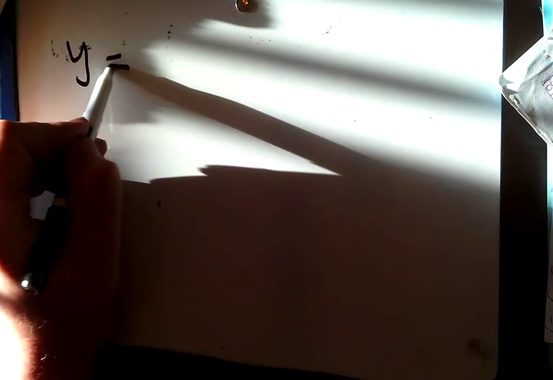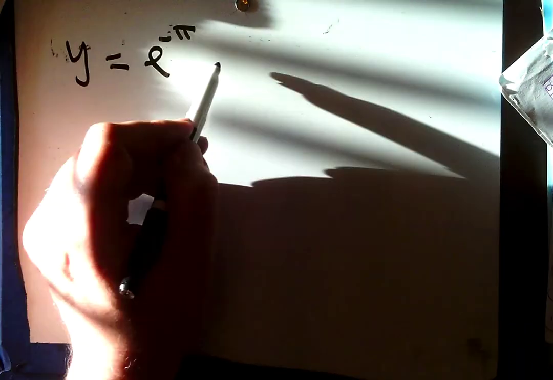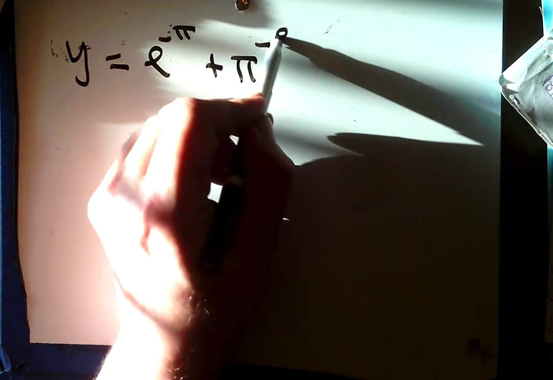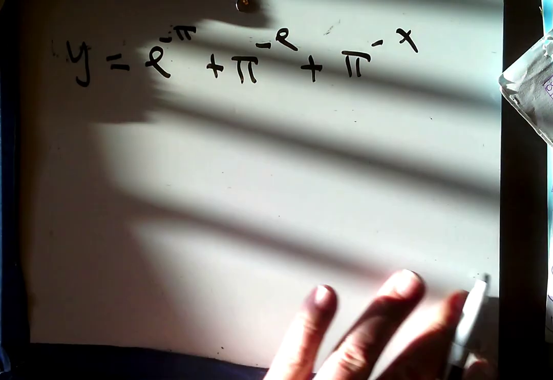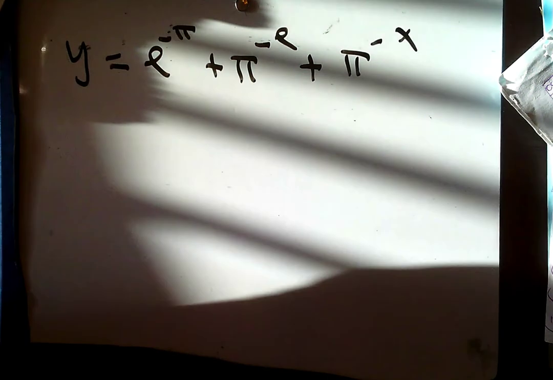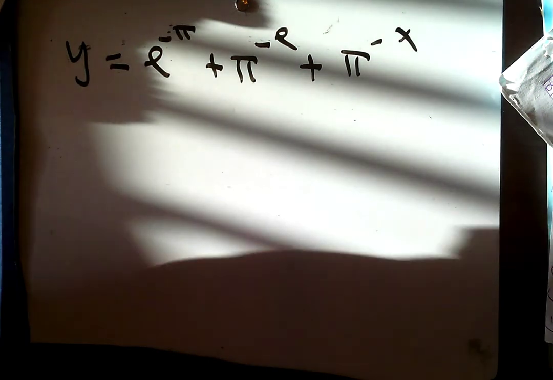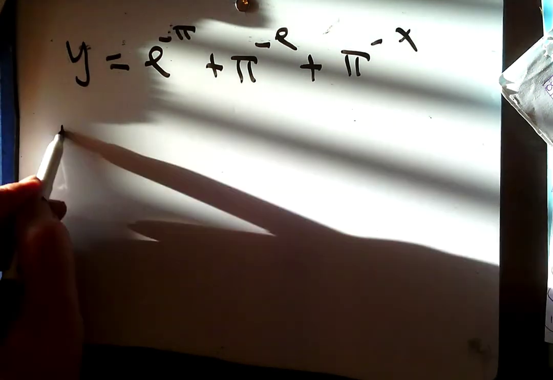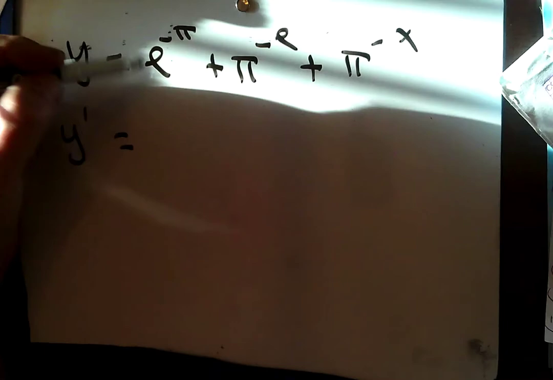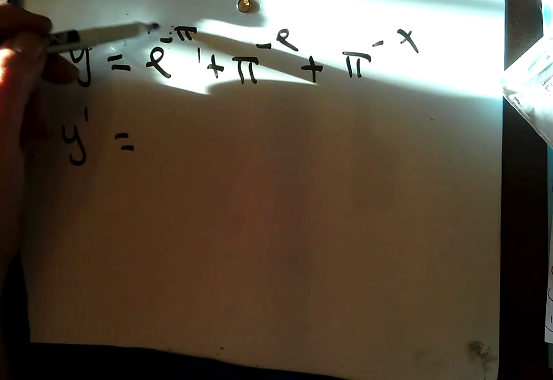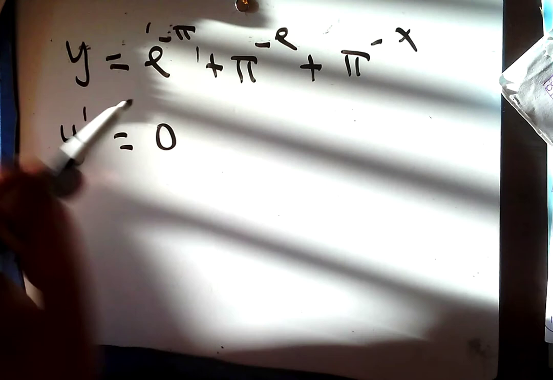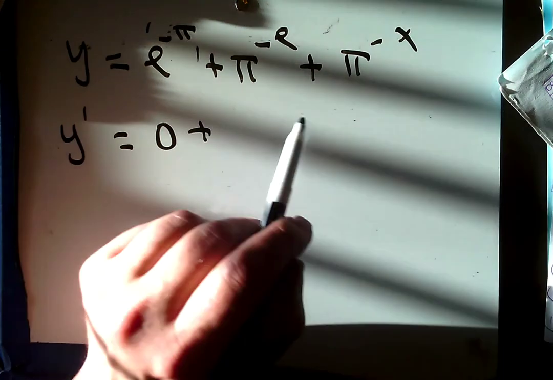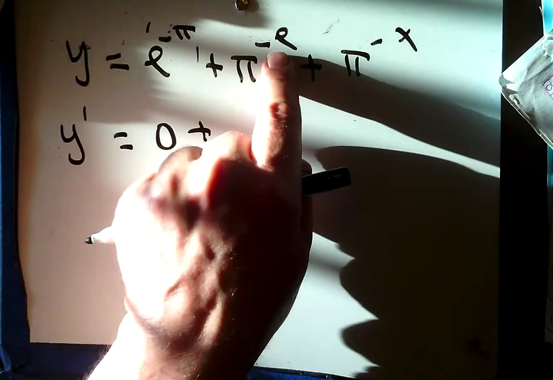All right, maybe 3. y equals e to the minus pi plus pi to the minus e plus pi to the minus x. Okay, we talked about one of these earlier today. What can you do with it? y prime. Okay, I don't see any variables here. So this is a number. The derivative of a number is 0 plus pi to the negative e. I don't see any variables here.